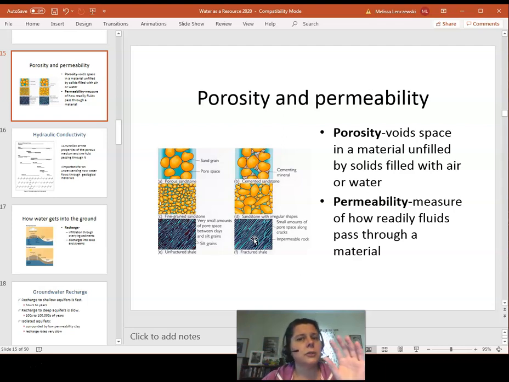So porosity is just the space. So clays will have high porosity, but they have low permeability. How easy is it for water to flow through? And then think about the fractured rocks.